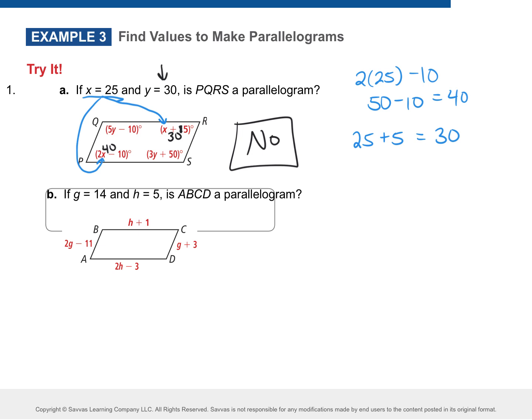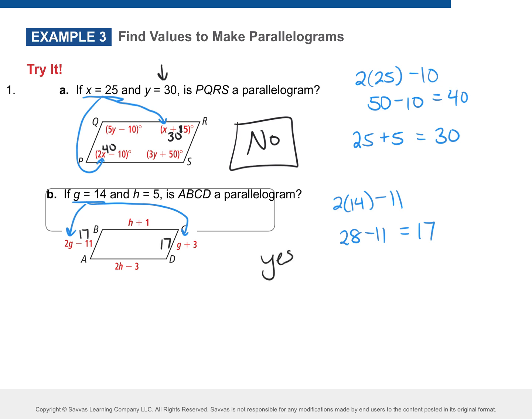On this one, it tells us if G is 14 and H is 5, is it a parallelogram? So what are we going to do with those values? Plug them in. Since it started with G, I'm going to plug it in here. So 2 times 14 is what? 28, minus 11 is 17. So AB is 17. What else should be 17? CD. Can we assume? No. Let's plug it in. 14 plus 3 is 17. Can we say, yes, this is a parallelogram?